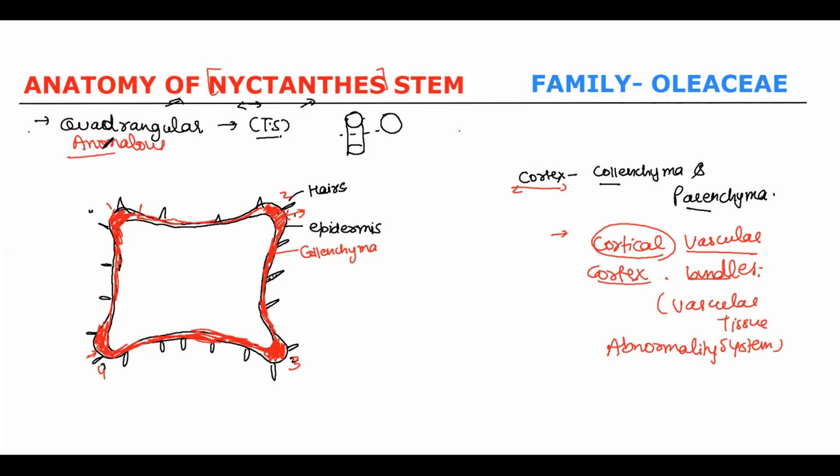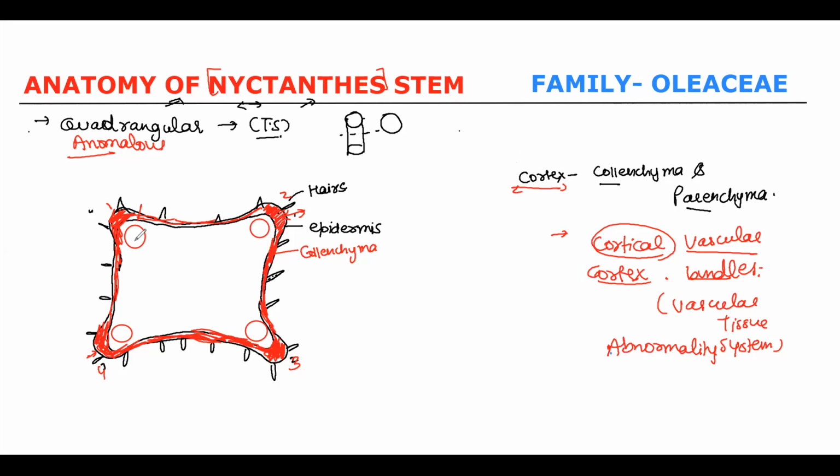It is anomalous. There are 4 vascular bundles present in these regions: 1, 2, 3, and 4. These 4 are the vascular bundles. First, the position of the vascular bundles is abnormal. Second, these vascular bundles are also of abnormal type. These vascular bundles are also of abnormal type. What are the abnormalities that we will also see?